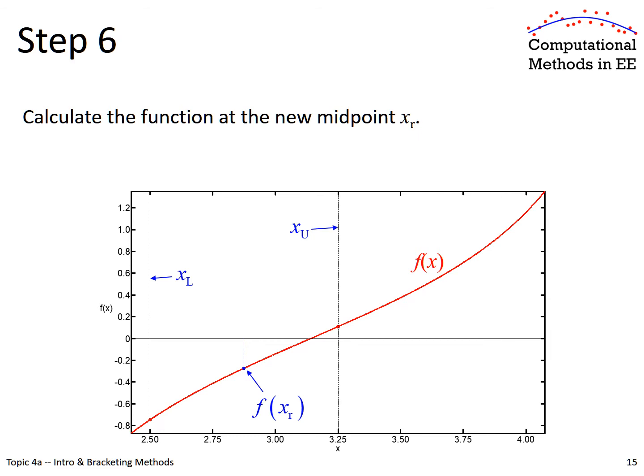So we look at the sign of the lower bound, we see that it's negative, and we look at the sign of the function we just evaluated at our current guess. That is also negative. That means these have the same sign, and since they have the same sign, there can't be a zero crossing. This must mean that the root is between where our current guess is and the upper bound, somewhere in this interval. So that means we now need to move the lower bound up to the midpoint.